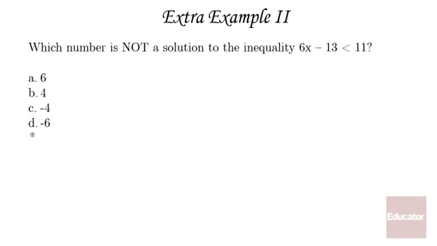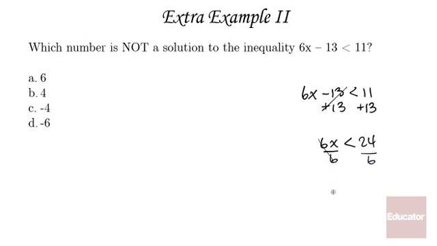So it says which number is not a solution to the inequality? 6x minus 13 is less than 11. Well, first I need to do a little bit of solving here. I'm going to add 13 to both sides. And 6x is less than 24. And divide by 6. And x is less than 4. So right away I think that this should be less than or equal to.